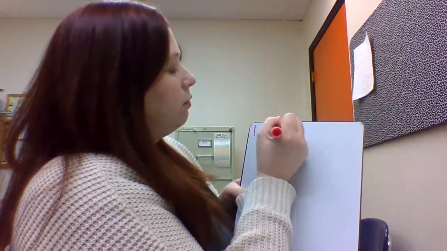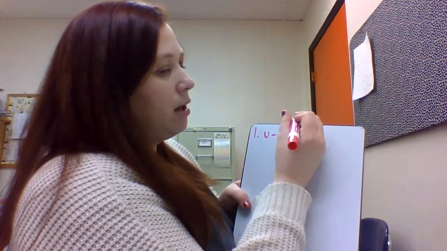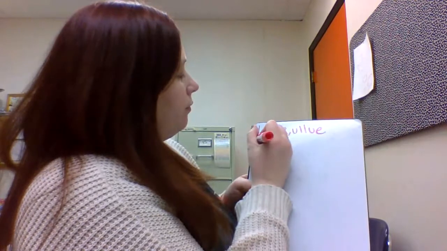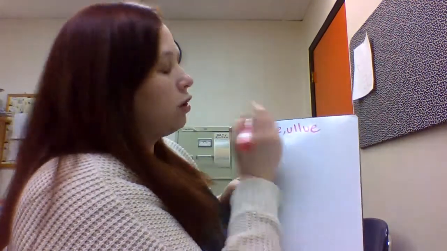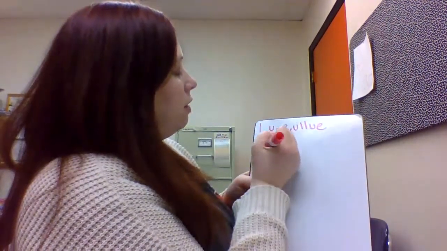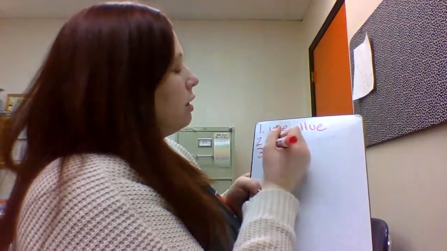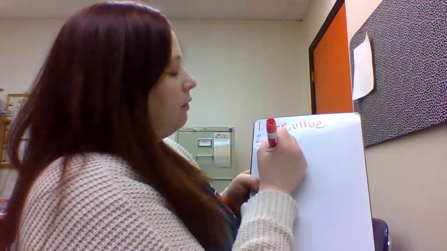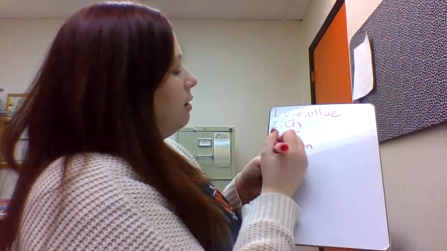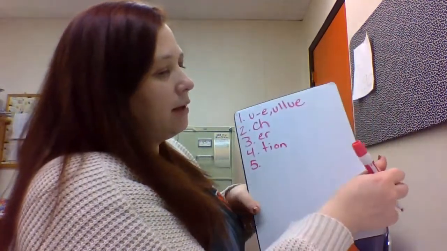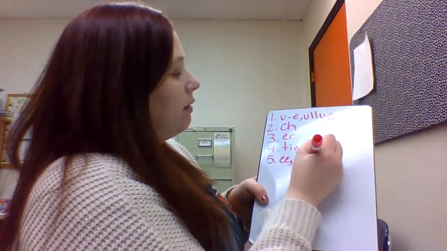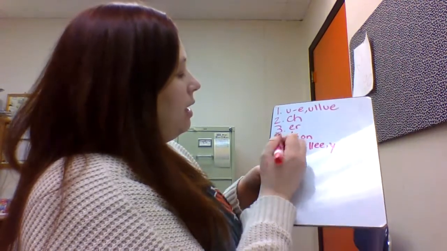On number 1, we're doing U. That's U consonant E, comma, U, or as a final sound, UE. Number 2 is Ch. That's CH. Number 3 is ER. Number 4 is shun, that final stable syllable TION. Number 5 is E. That's EE, comma E, or as a final sound EE or comma Y.